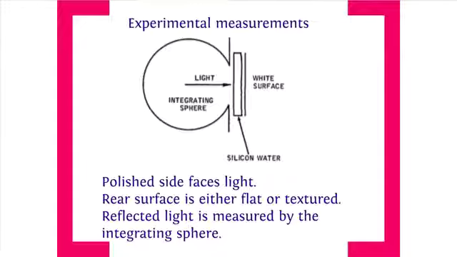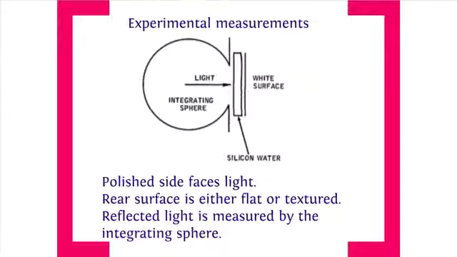The polished side faces the light, so it's flat facing the light, and there's a textured side at the bottom. The real surface can be flat or textured. So you compare two situations. In one, both surfaces are flat. In the other, one surface is textured and one surface is flat. Then look at how much is reflected back. Let's think about this for a second. The reflected light is measured by the integrating sphere.